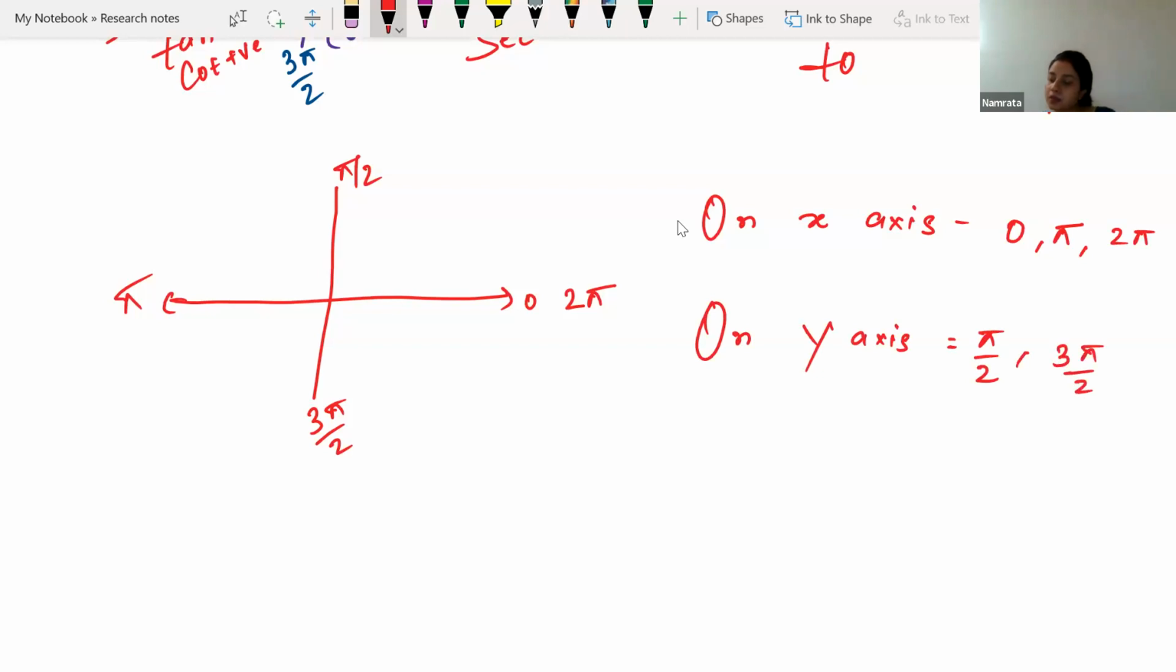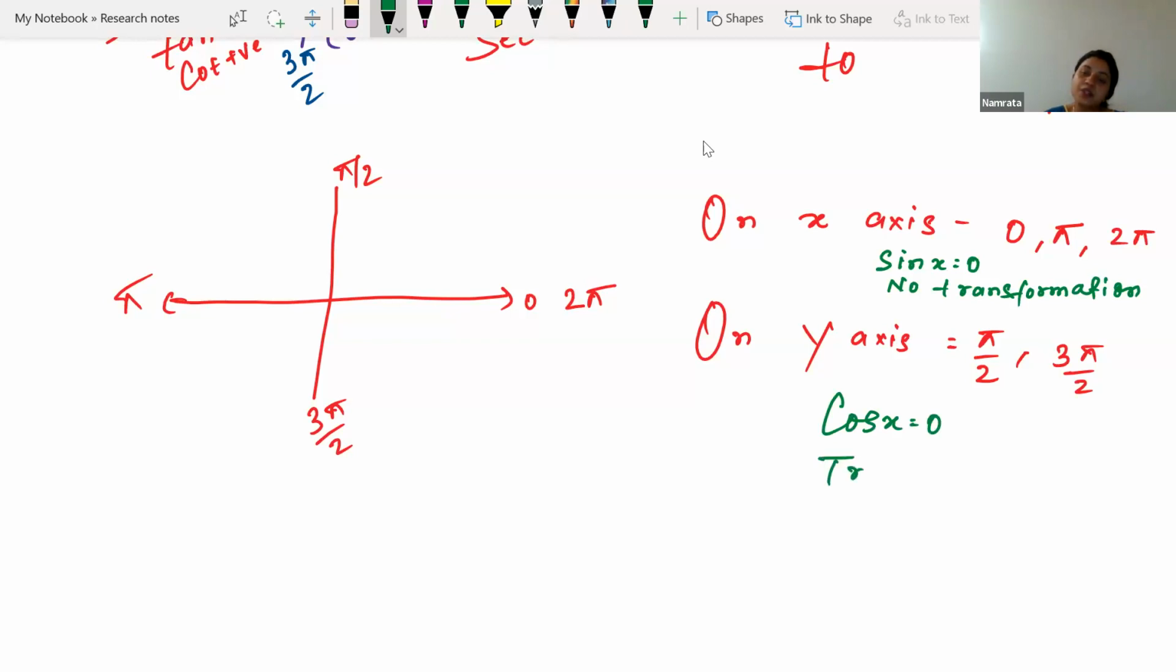So there is a rule which I am going to say now. Please learn that rule. On the x-axis, these are the angles where sine x is 0 and here no transformation occurs. After this, I'm going to explain what exactly I have written. On the y-axis, these are the angles where cos x is equal to 0 and here transformation occurs.